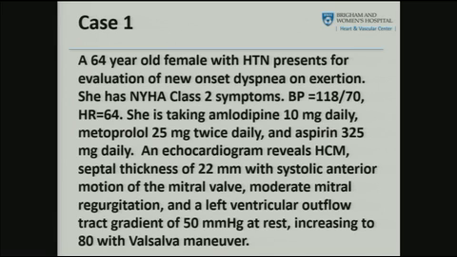So here's a case, a 64-year-old woman with hypertension who comes in for new onset of dyspnea. She has New York Heart Association Class 2 symptoms on mild exertion. Her blood pressure is 118/70 and her heart rate 64. She's taking amlodipine 10 milligrams daily, metoprolol 25 milligrams twice daily, aspirin 325 milligrams daily. An echo reveals HCM, septal thickness of 22 millimeters with systolic anterior motion of the mitral valve, moderate MR, left ventricular outflow tract gradient of 50 at rest, increasing to 80 with the Valsalva maneuver.